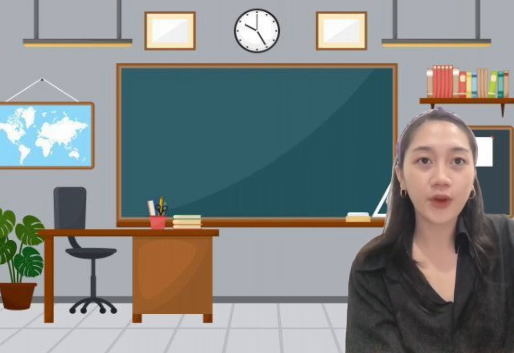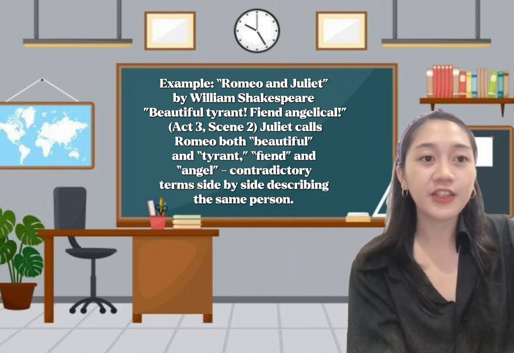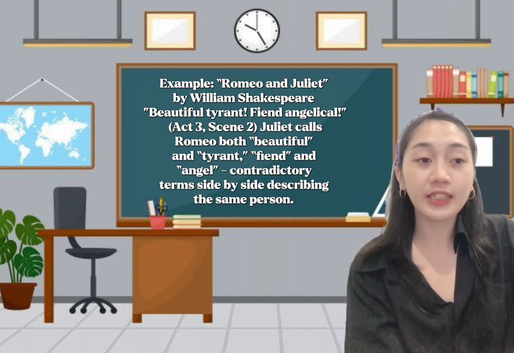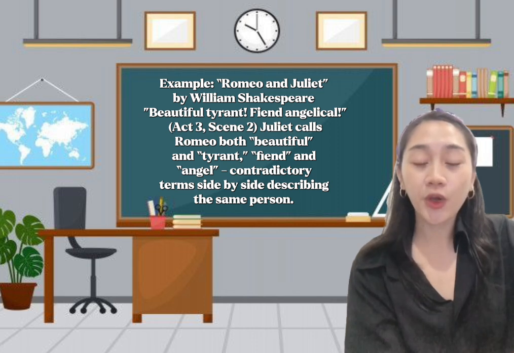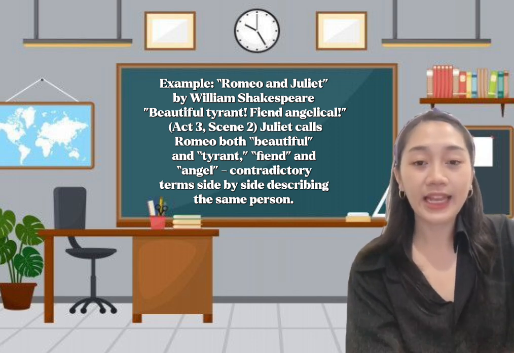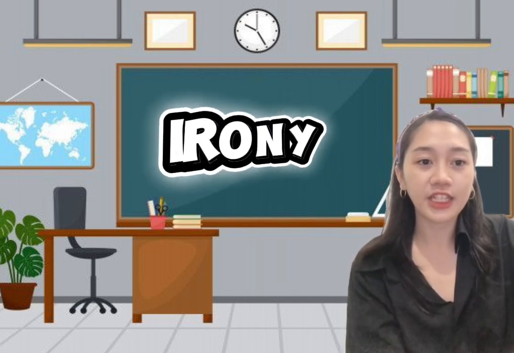For example, in Romeo and Juliet by William Shakespeare. Beautiful tyrant, fiend angelical. Juliet calls Romeo both beautiful and tyrant, fiend and angel. Contradictory terms side by side describing the same person. So Romeo is being described as both good and bad at the same time. It shows mixed feelings. And lastly, we have irony.